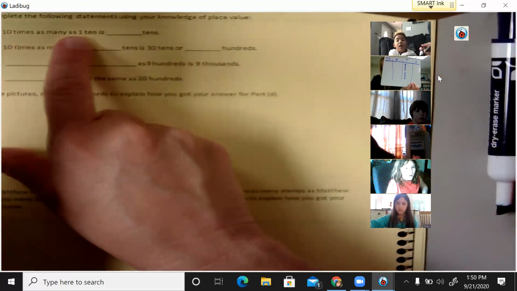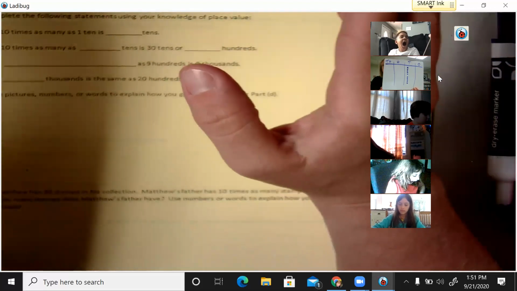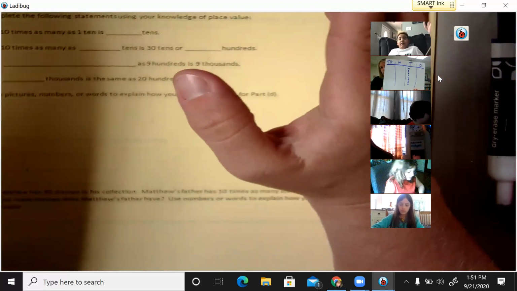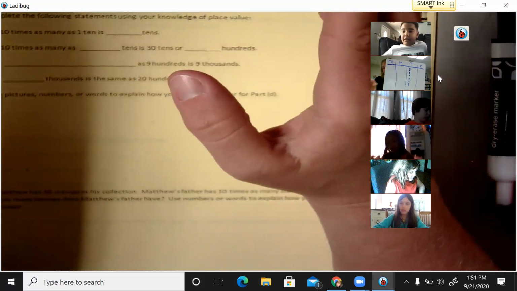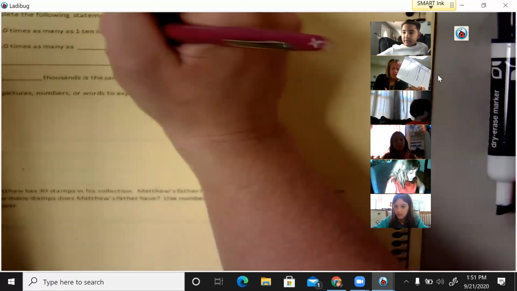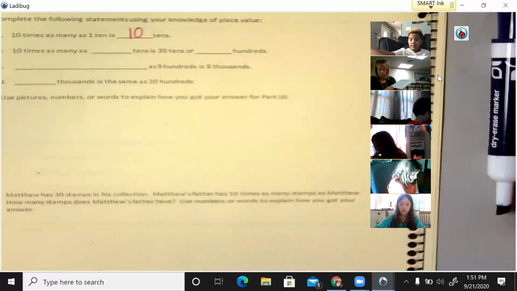10 times as many as 110 is how many tens? So if you look at my whiteboard, how many tens do I have here? 10 tens. You're correct. So you're going to put a 10 for letter A.